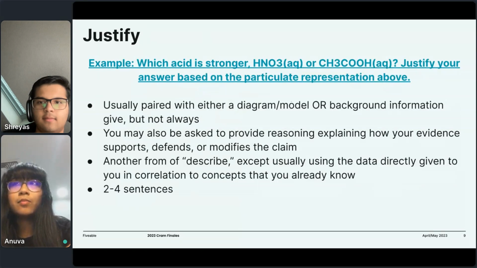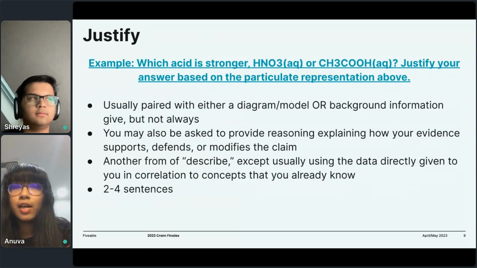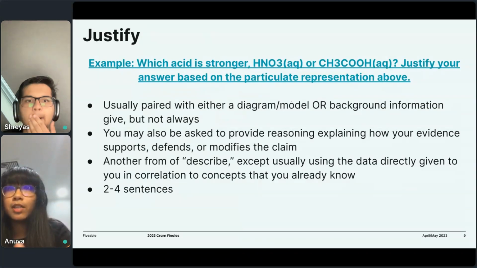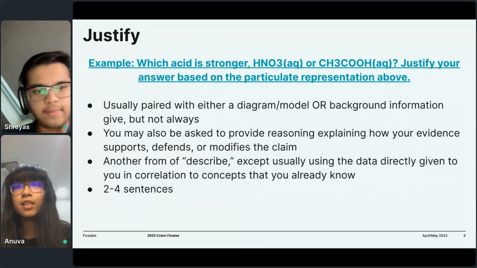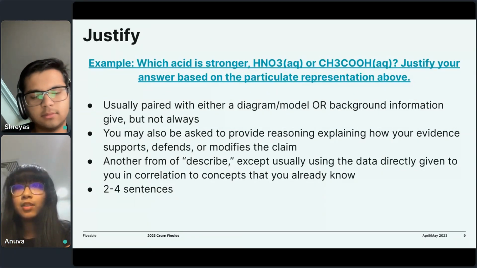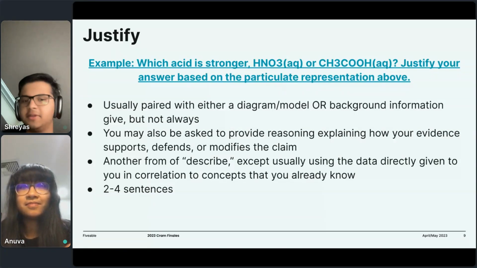The more specific thing about this one is that you have to explain using the data that's given to you and the concepts from AP Chemistry, whether it's pulling from one unit or multiple units, and connecting that with the diagram or the model. You typically want to write 2 to 4 sentences when you get one of these parts. Andreas, did you want to add anything? I think you covered it all.